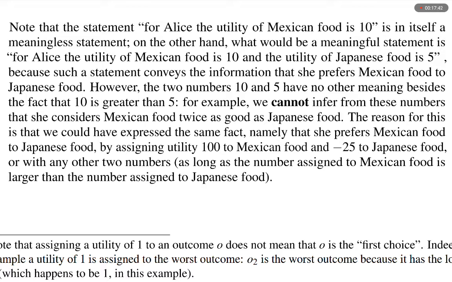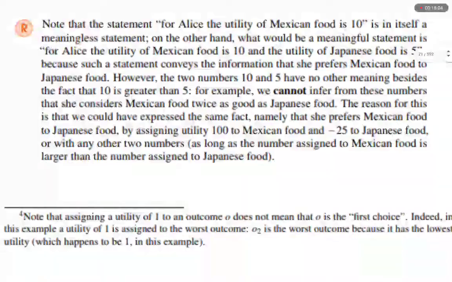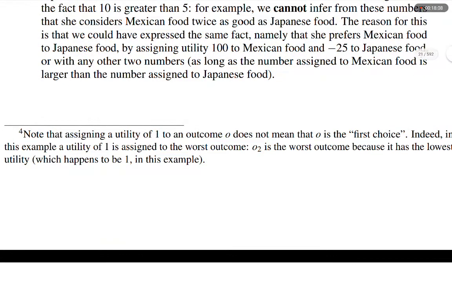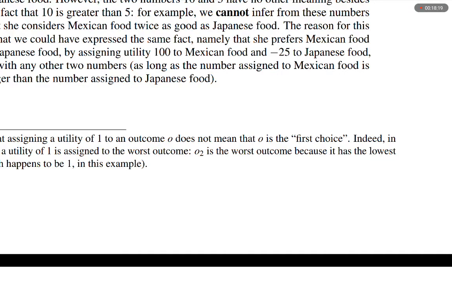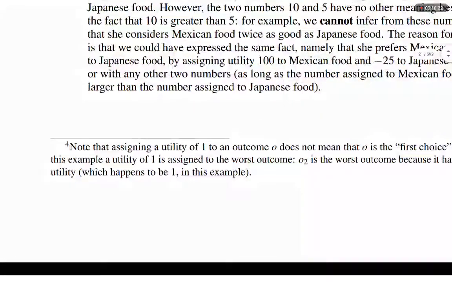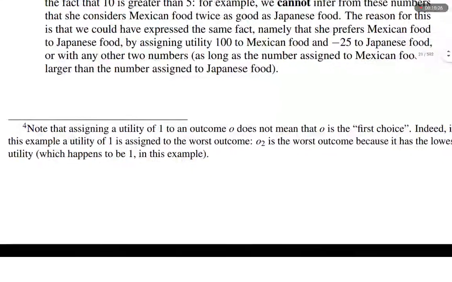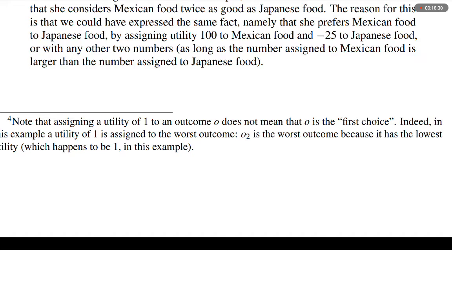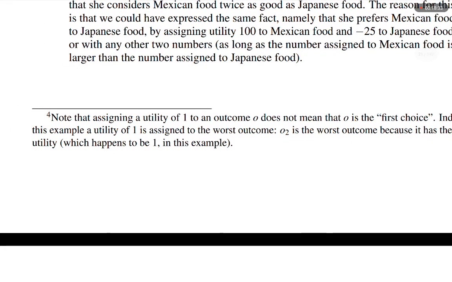The reason for this is that we could have expressed the same fact, namely that she prefers Mexican food to Japanese food, by assigning utility 100 to Mexican food and 25 to Japanese food, or with any other two numbers as long as the number assigned to Mexican food is larger than the number assigned to Japanese food. Note that assigning a utility of 1 to an outcome O does not mean that O is the first choice. Indeed, in this example, a utility of 1 is assigned to the worst outcome, O2, because it has the lowest utility, which happens to be 1 in this example.